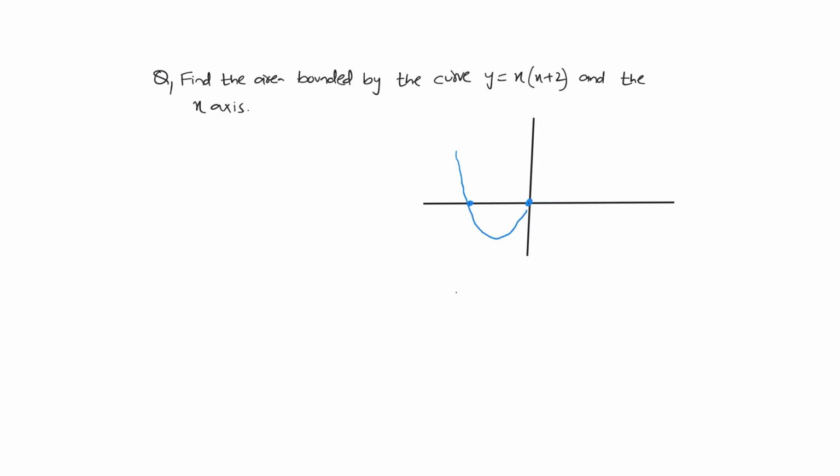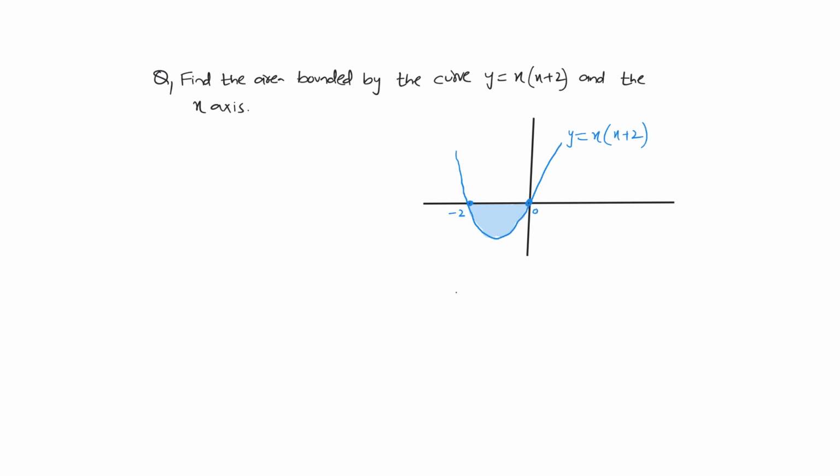So a quick sketch would look something like this, where this equation is y equals x times (x plus 2). This point is -2, this is 0, and you are being asked to find the area bounded by this curve and the x-axis. So this is the region that we are looking at. This is our required region, and we need to find the area of this region.